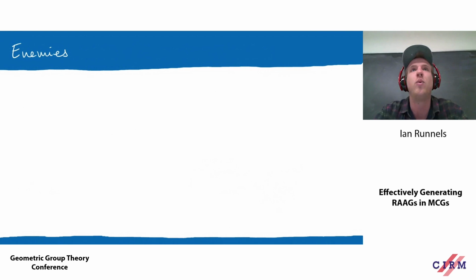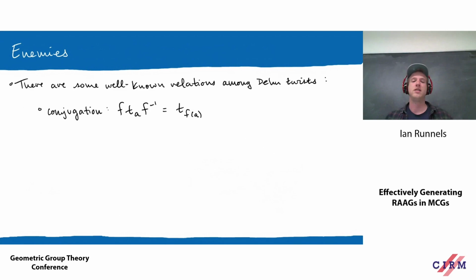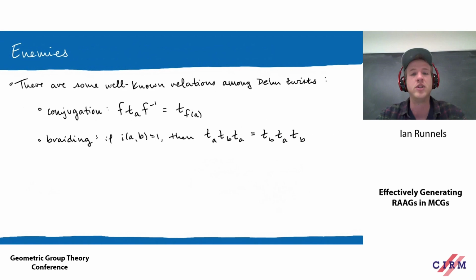If we want to generate these right angled Artin groups, which have very simple presentations, we have to fight against existing relations in the mapping class group. So these are our enemies. There are some very well-known ones even among just Dehn twists. There's the conjugation relation, which says if I take a Dehn twist and conjugate it by some homeomorphism, it's still a Dehn twist. All I'm doing is moving the curve I'm twisting about, A, by the homeomorphism F and then doing the Dehn twist there. We also have a braid relation that pops up. If I have two curves which intersect once, then their Dehn twists will satisfy the braid relation.